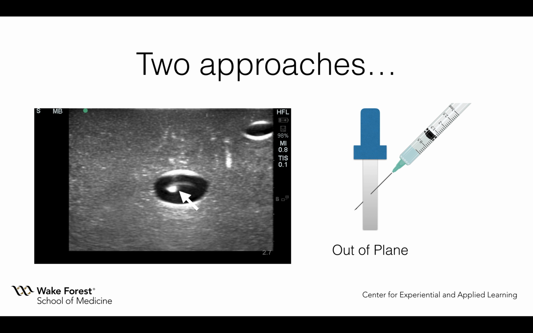This is an example image of an out-of-plane image. So in the out-of-plane approach, our target usually is seen in cross-section, so a blood vessel looks round like a coin instead of long like a tube. And then the ultrasound needle starts out of the image.